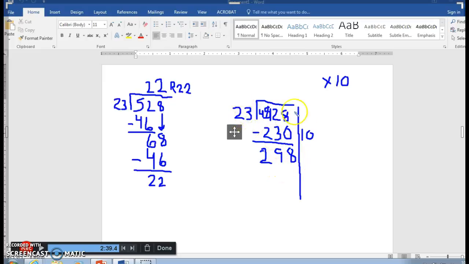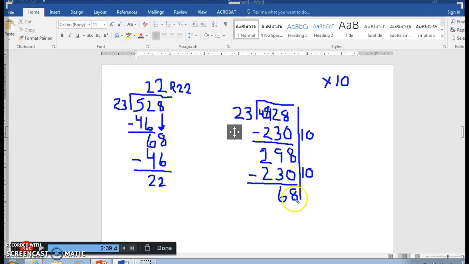So what we're going to do is we're going to do 23 times 10 again. We're going to put the 10 over here. That's what we're multiplying by. 23 times 10 was 230. Then we're going to subtract again. 8 minus 0 is 8. 9 minus 3 is 6. And 2 minus 2 is 0. So we're down to 68 now.